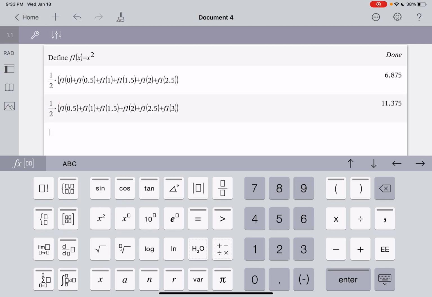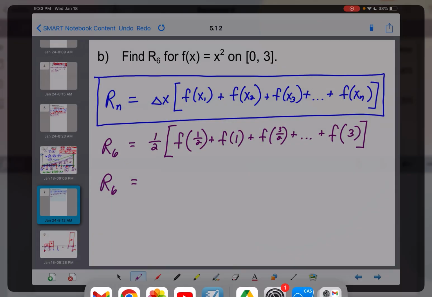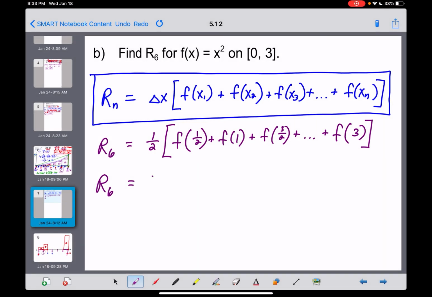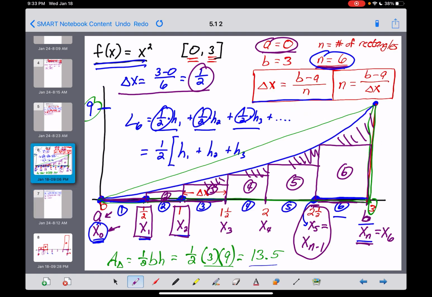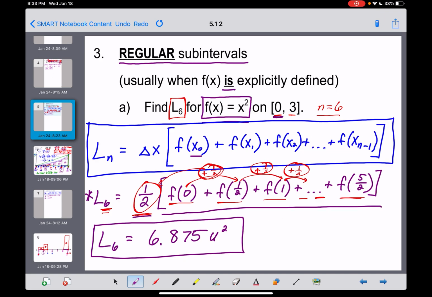So I'll go ahead and hit enter now, and I got 11.375 for this answer right here. 11.375 square units for our value here of R of 6. Okay, so that answer is quite a bit higher than the answer we came up with here for L of 6.